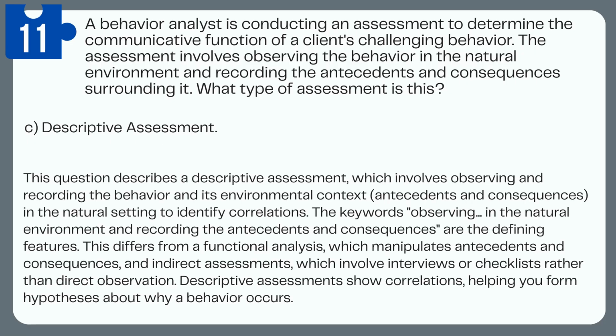Answer: C. Descriptive assessment. This question describes a descriptive assessment, which involves observing and recording the behavior and its environmental context, antecedents, and consequences, in the natural setting to identify correlations. The keywords observing, in the natural environment, and recording the antecedents and consequences are the defining features. This differs from a functional analysis, which manipulates antecedents and consequences, and indirect assessments, which involve interviews or checklists rather than direct observation. Descriptive assessments show correlations, helping you form hypotheses about why a behavior occurs.